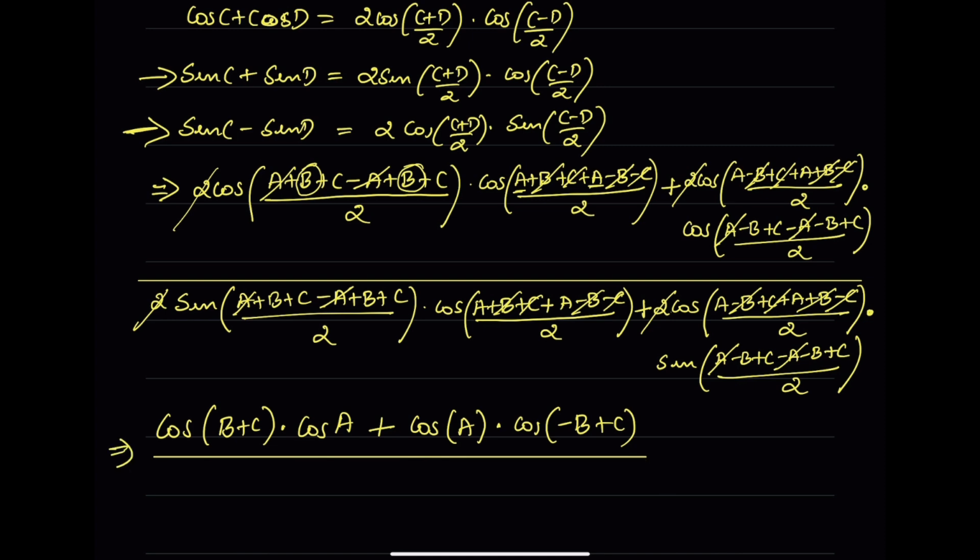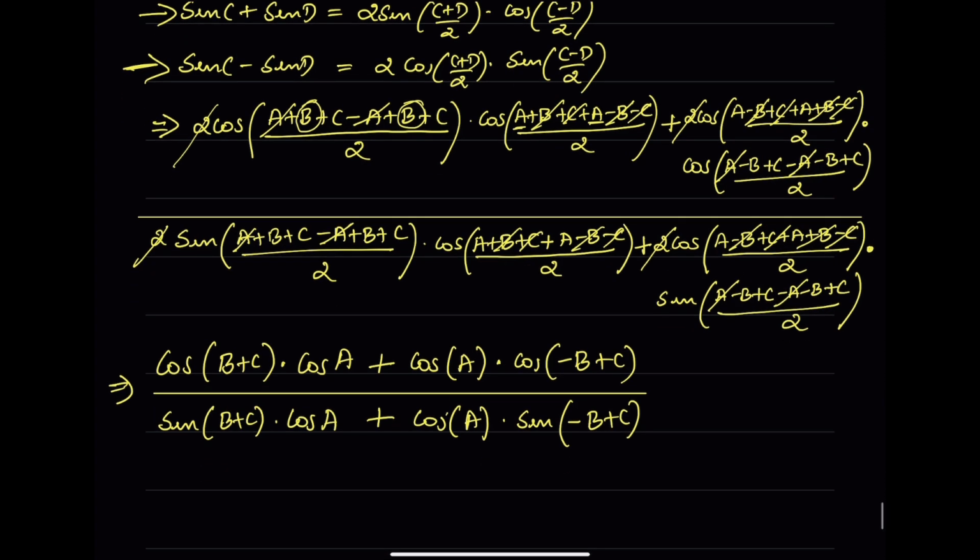Now let's look at the denominator. The first term will have sine of (2B plus 2C)/2, so we can write it as sine of (B plus C), multiplied by cos of 2A divided by 2, so that will be cos A, plus the next term, also cos of 2A divided by 2, so that will be cos A. Then the last value would be sine of (minus 2B plus 2C)/2, so we can cancel the 2 out and we'll have sine of (minus B plus C).